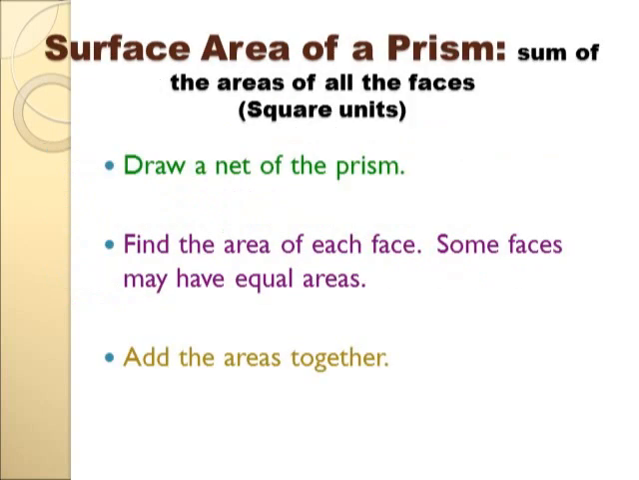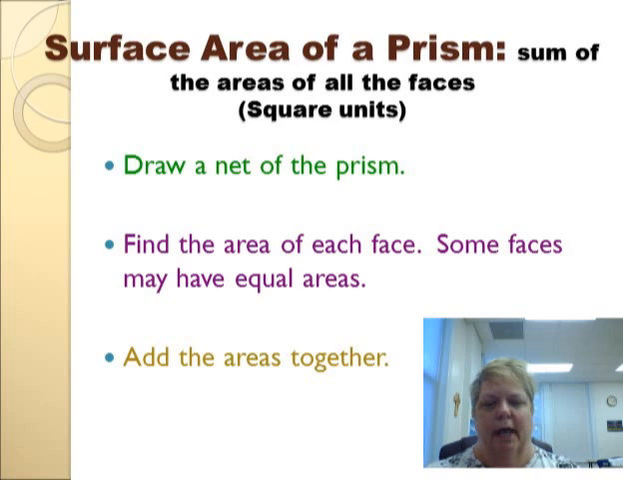When you're actually looking for the surface area of a prism, you can draw a net of the prism. For some people, they find that very, very helpful. I would not say that you have to draw the net first, but then you're finding the area of every face, and then you're adding it all together.